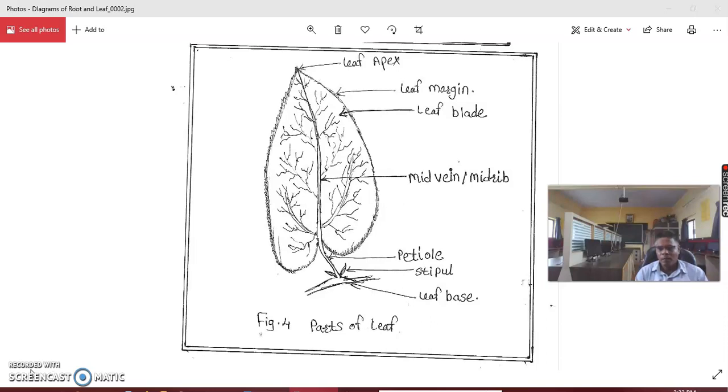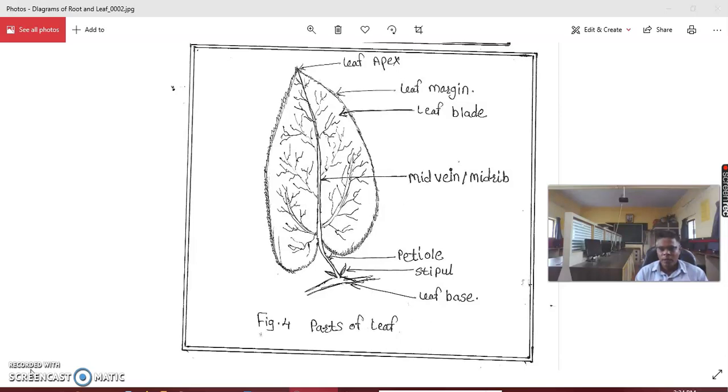Number two part is the petiole. It is the stalk of the leaf. A long petiole pushes out the leaf blade so that it helps to receive more sunlight. When the petiole is absent in a leaf, it is said to be sessile, and when the petiole is present in a leaf, it is said to be petiolate.